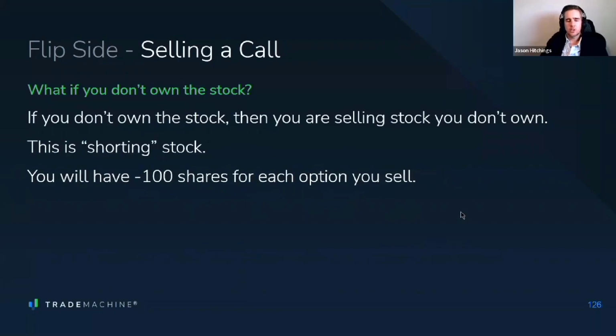But you didn't actually own the stock. What your brokerage is going to do is sell the stock anyway to that person. You're going to have to honor that agreement, and they're going to track it in your portfolio as you shorting stock. So if you sell a call and the call gets exercised, if you don't own the stock, you're going to have essentially minus 100 shares in your account for each contract.